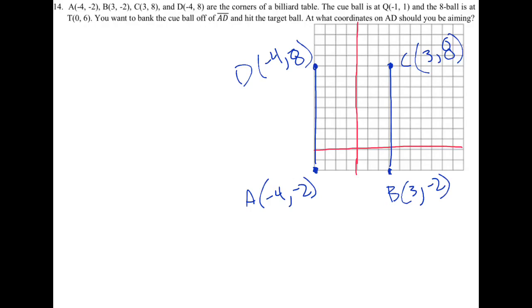D, -4, and +8. So let's sketch in the pool table real quick. Probably should have done it in green since it's a pool table, but I guess we'll just pretend it's a fancy pool table that has blue felt on it instead of green felt.